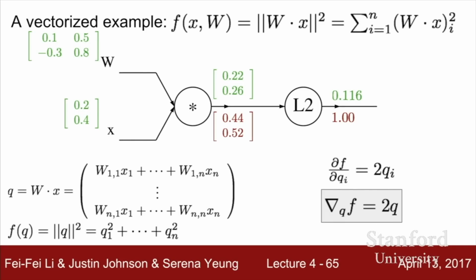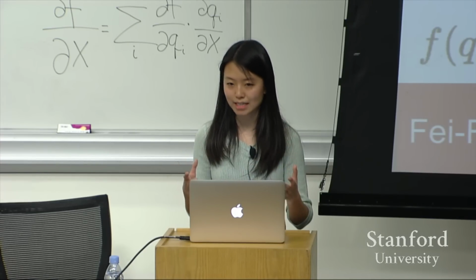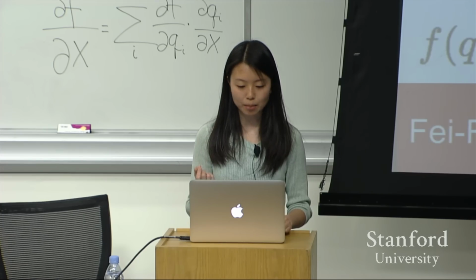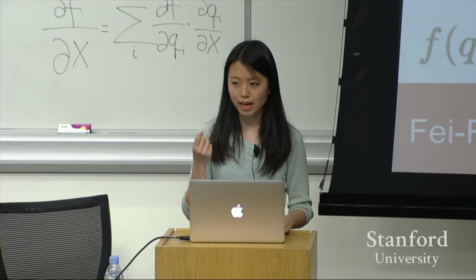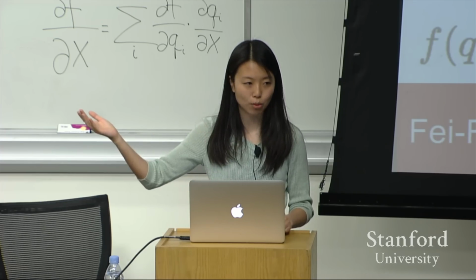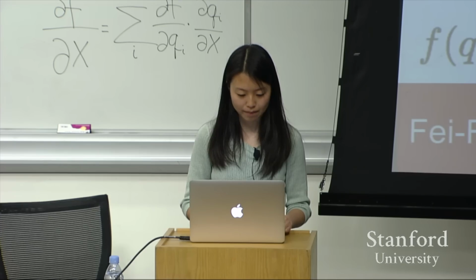And so what we get is that our gradient is 0.44 and 0.52, this vector. You can see that it just took q and scaled it by 2. Each element is just multiplied by 2. The gradient of a vector is always going to be the same size as the original vector, and each element of this gradient means how much this particular element affects our final output of the function.